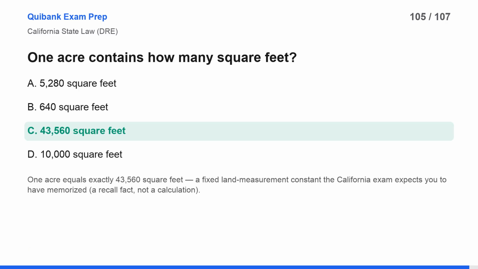The answer is C, 560 square feet. 1 acre equals exactly 560 square feet. A fixed land measurement constant, the California exam expects you to have memorized a recall fact, not a calculation.